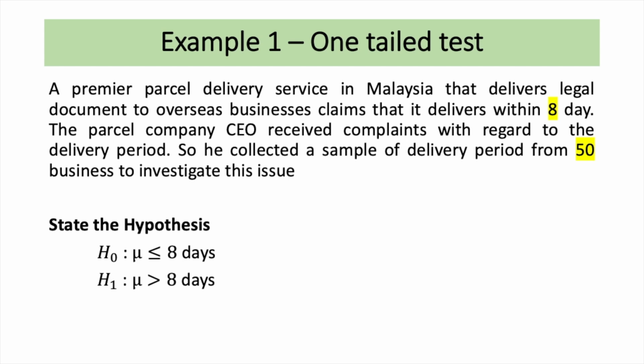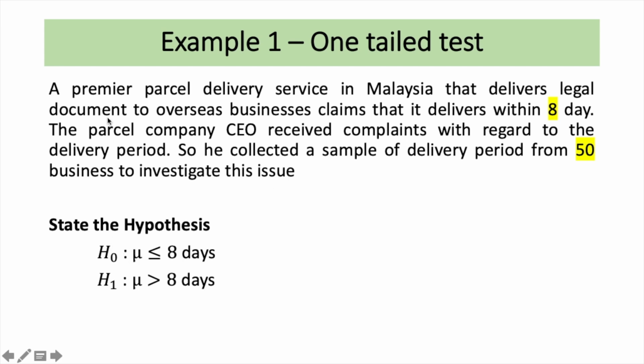Let's try an example. I'm sure I've given some fundamentals, and it will make sense as we do an example over here. Let's look into this example. A premier parcel delivery service in Malaysia that delivers legal documents to overseas businesses claims that it delivers within 8 days. The parcel company CEO received complaints with regard to the delivery period. So he collected a sample of delivery period from 50 businesses to investigate the issue.